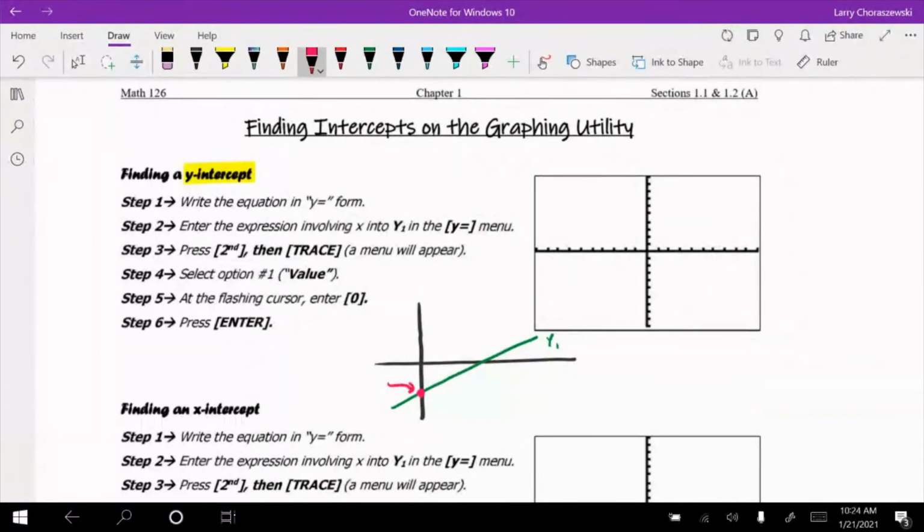So what I usually do is I draw a little squiggly arrow pointing to the intercept, and then near it, I'll write out the ordered pair, 0, comma, negative 14.6. Okay, that's our Y-intercept.